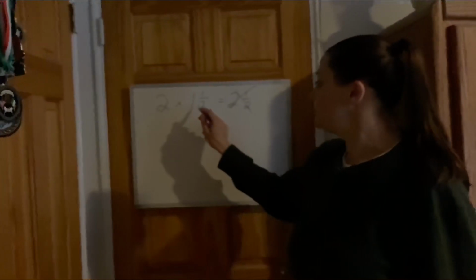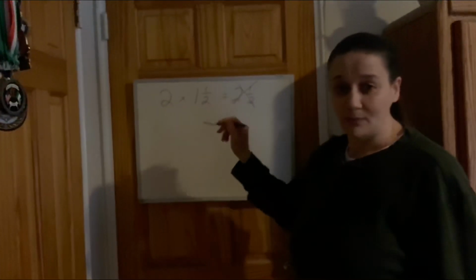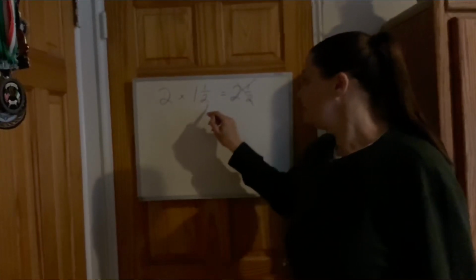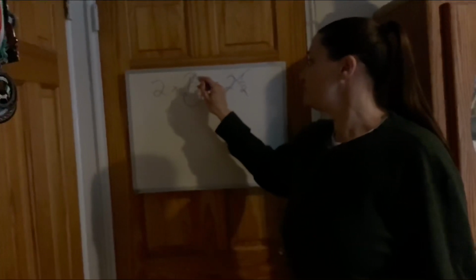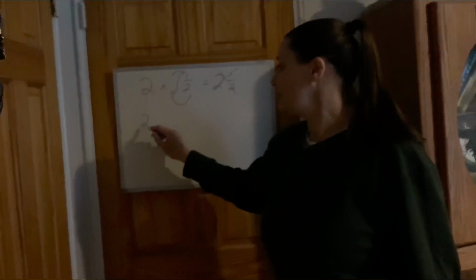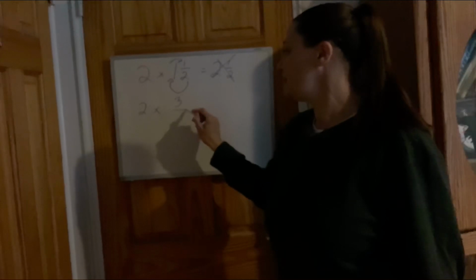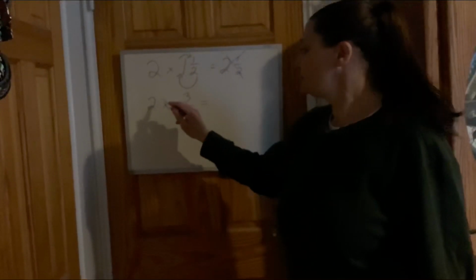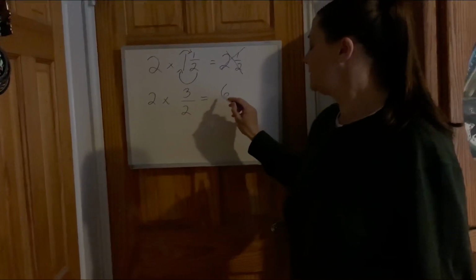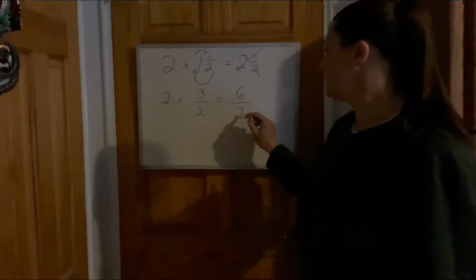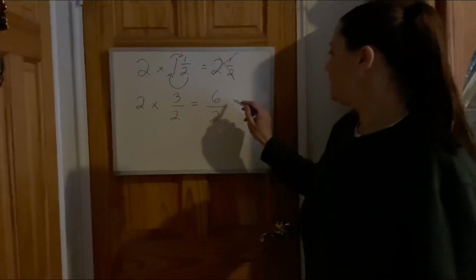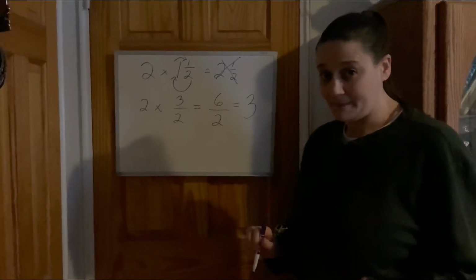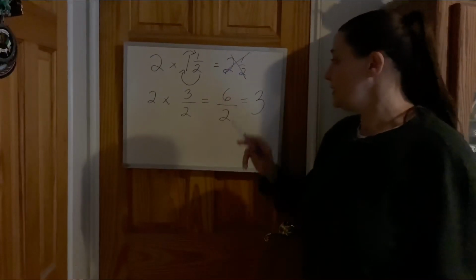The first method is you can change the 1 1/2 to an improper fraction, which we've learned how to do. Remember the little dance? Denominator times whole number plus numerator. So that would be rewritten as 2 times 3 halves. And then you multiply like we learned. We multiply the 2 times the 3, and we keep the denominator 2. And then 6 halves changes back to 3. So that's the first way, changing to an improper fraction.